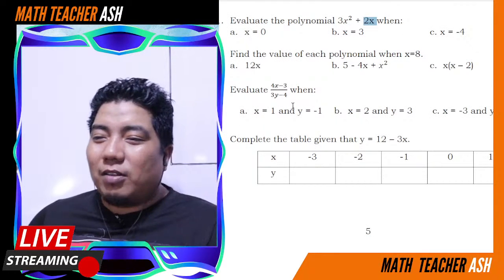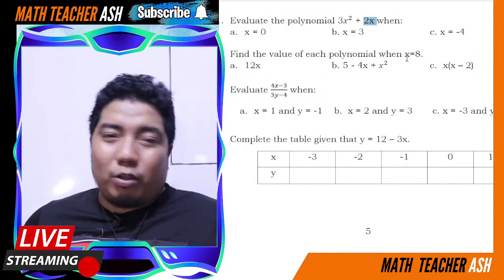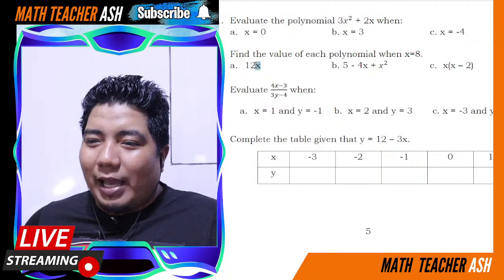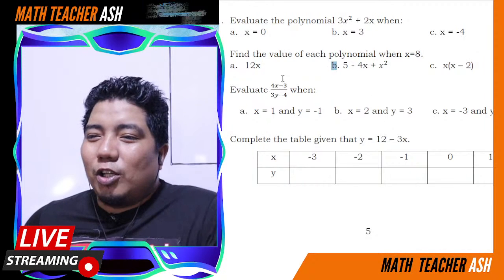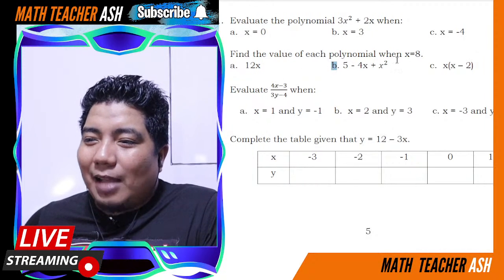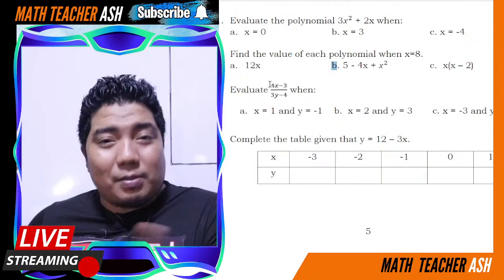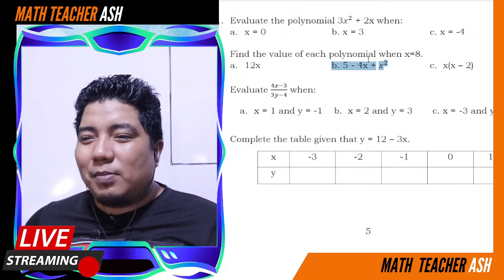Alright, how about number 2? Find the value of each polynomial when x is equal to 8. O ito, kabaliktaran naman. Itong value, 8, ipapalit mo dito sa mga x. Ng A, ng B, at saka ng C. So, of course, 12 times x, or 12x yan siya. So, 12 times x, ano man si x? 8. So, 12 times 8. Okay. So, I will try to solve here kasi medyo madali lang yung 12 times 8.